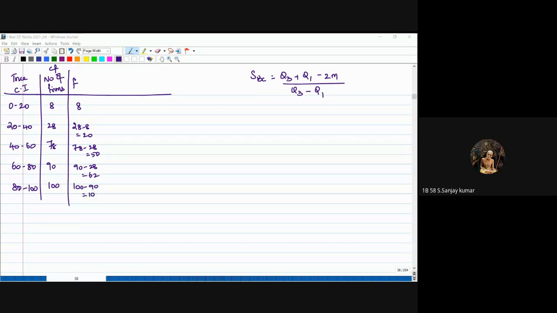Sir, 90 minus 78, sir. I'm sorry. 90 minus 78, 22. 12 sir, 12 sir. 12, sir. So we found F, not a CF. So what is the formula to find Q1, Q3?